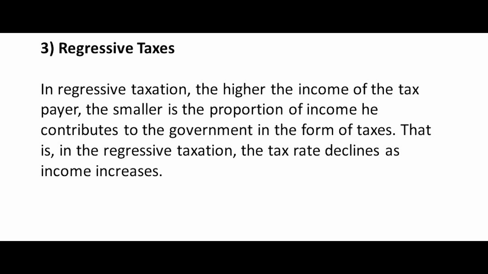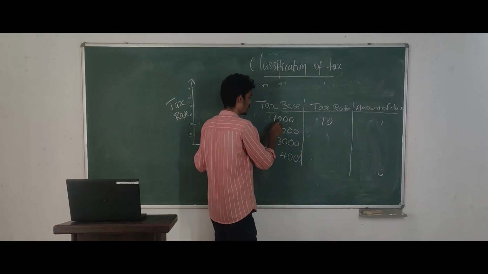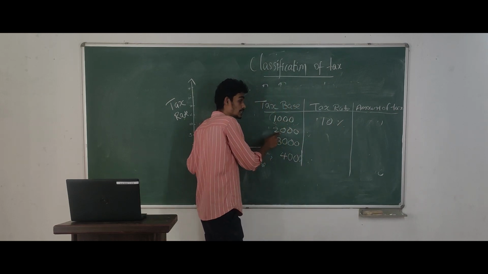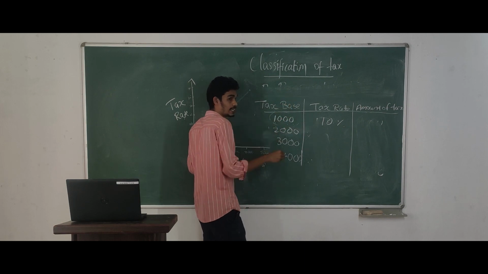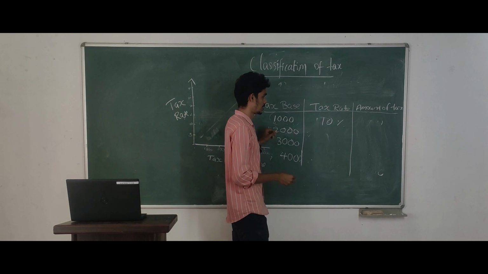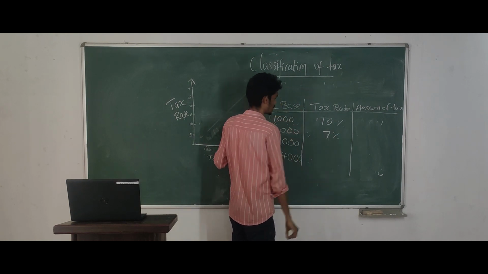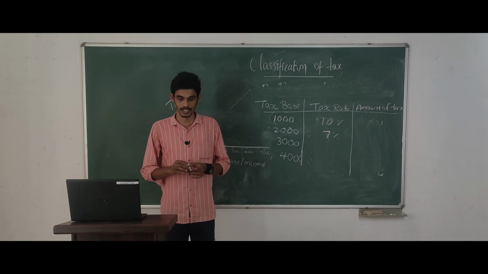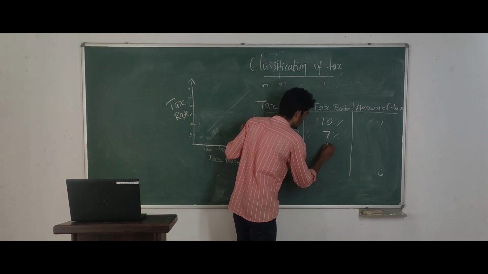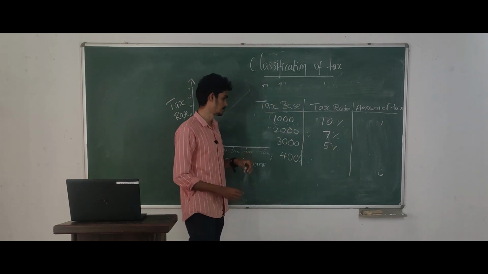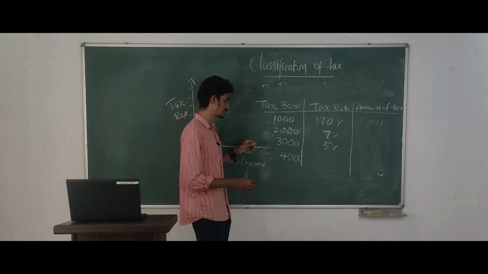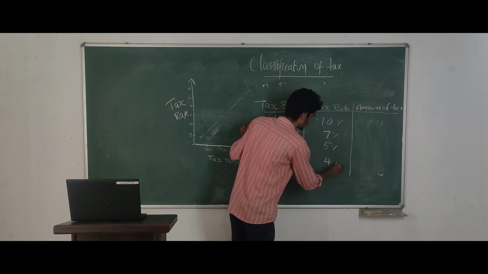If income is 1000, the tax rate is 10%. Then income increases from 1000 to 2000. At the same time, the tax rate will decline. The tax rate will decline to 7%. Clear? Again, income increases from 2000 to 3000. The tax rate will decline from 7% to 5%. Then again, income increases from 3000 to 4000. The tax rate also decreases from 5% to 4%.